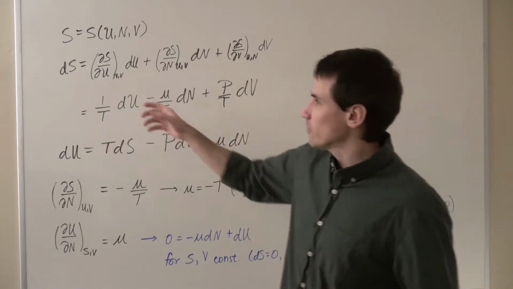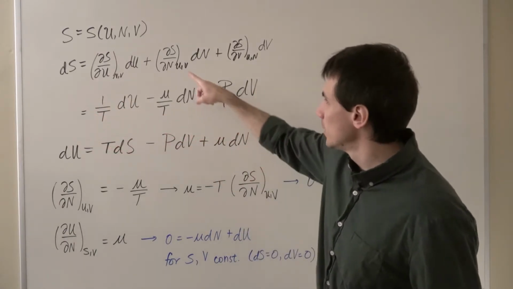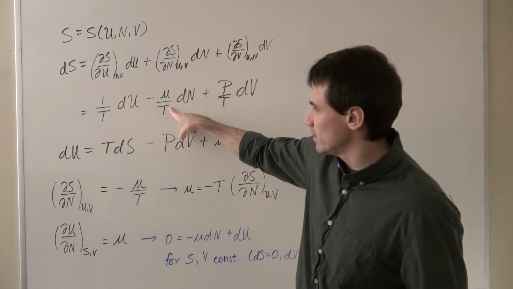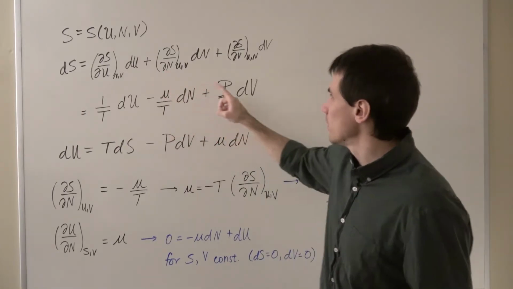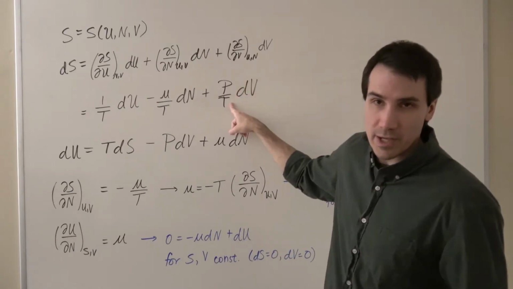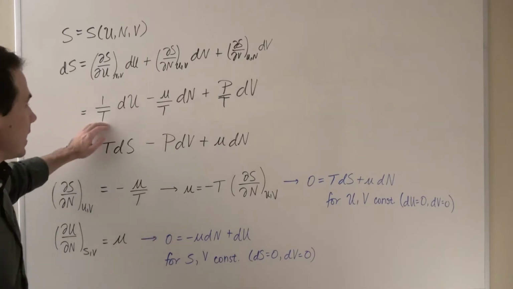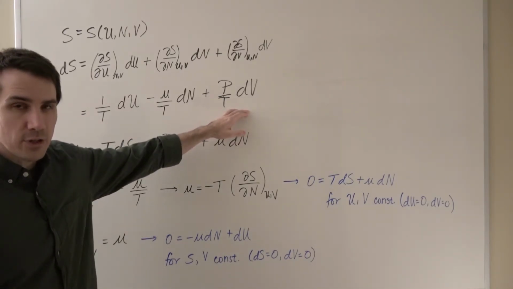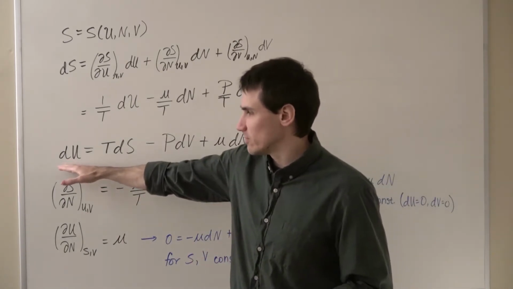Noting what we have, well, this is just 1 over the temperature from our temperature video. This looks like mu over T, the chemical potential divided by the temperature, and this looks like the pressure divided by the temperature. So we can write dS as being equal to these 3 functions, though more commonly what we'll do is we'll actually write it in terms of dU.